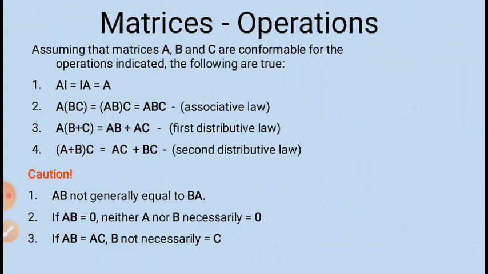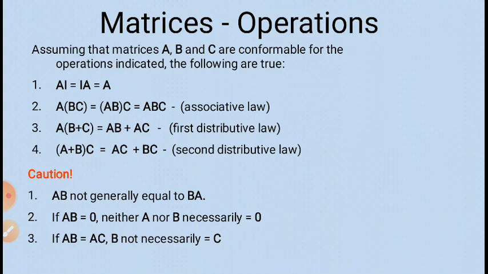The second property is when you multiply the B matrix with the C matrix, then if you multiply the BC matrix with A matrix, it should be equal to when you multiply the A matrix and B matrix, after that if you multiply the AB matrix with the C matrix, it should be equal to A into B into C matrix. This law is called as associative law.